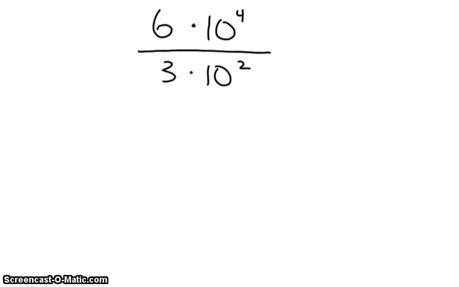Okay, when we divide scientific notation, it's the same as we did when we were dividing exponents. So first we deal with the numbers, then we deal with the exponents. And in division of exponents, it is subtraction.